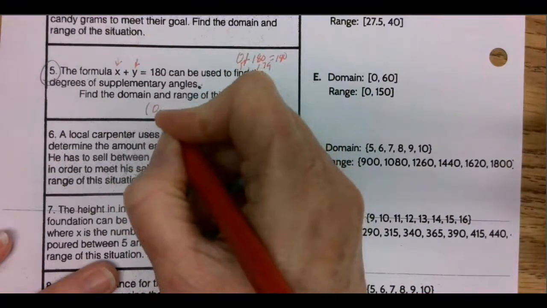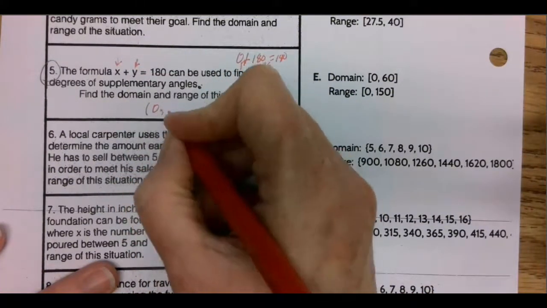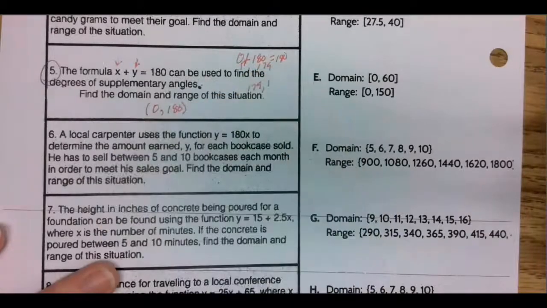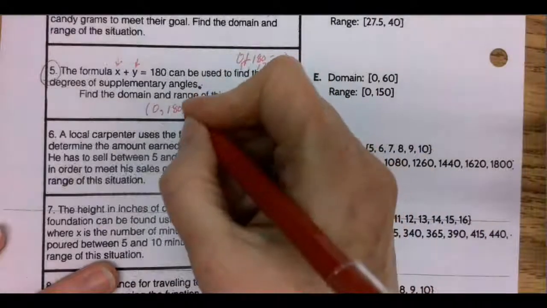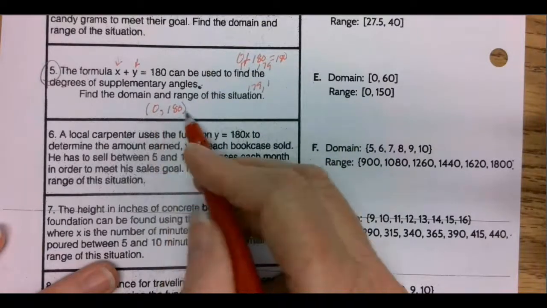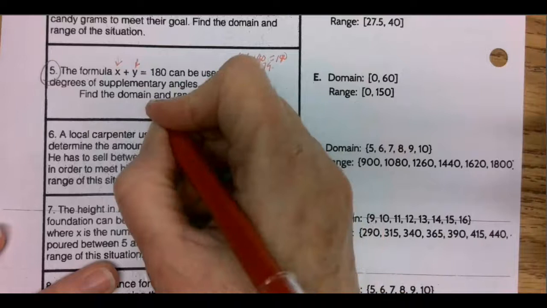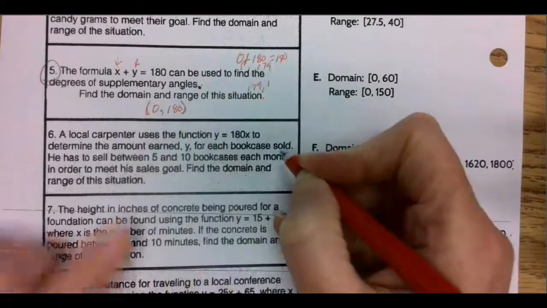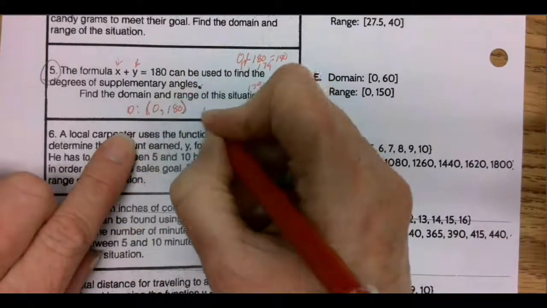X can be 0, and it can go up to 180. It can't be equal to 180. It can't be equal to 0 because I have to be able to add something to it. That's the reason it's parentheses. That's my domain. Now what can my range be?